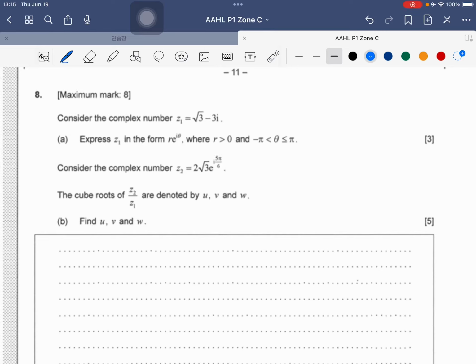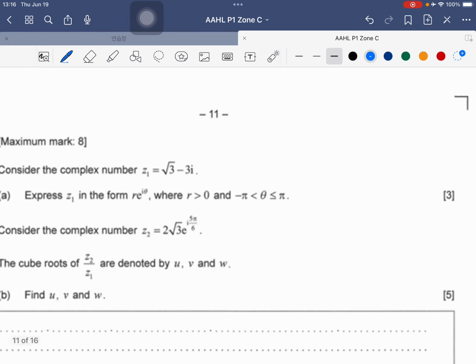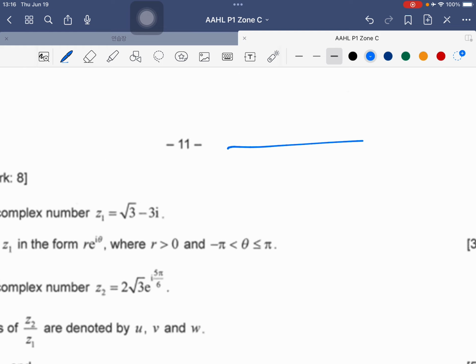Okay, question number 8, maximum mark 8 points. Consider the complex number like this. Express z1 in the form re^(iθ), where r is greater than 0, of course, and θ is from negative pi up to pi. Okay, this z1 we can draw an Argand diagram easily.